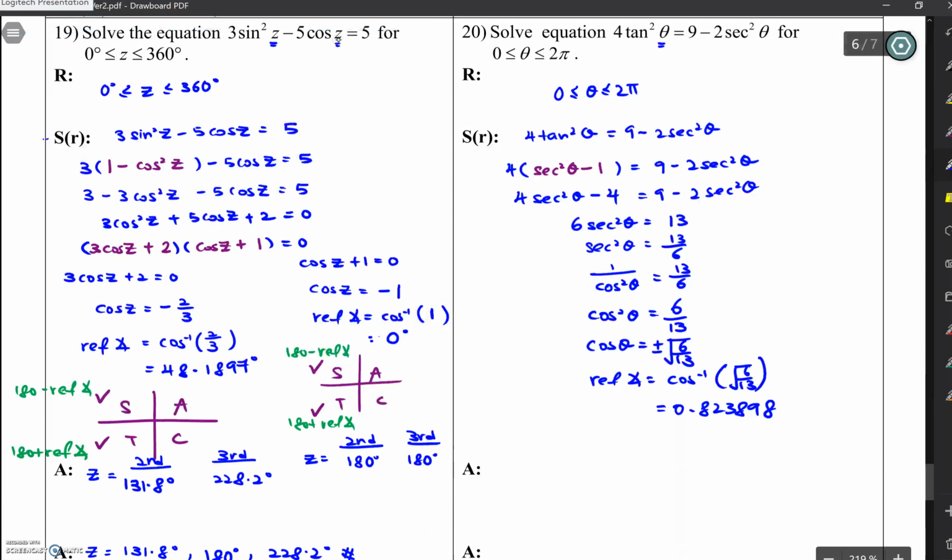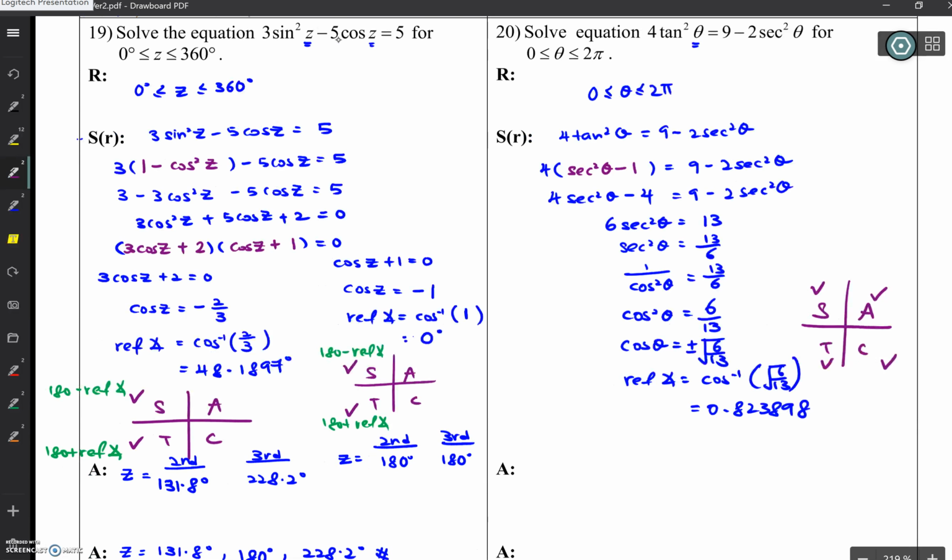Once you're at this step, the next step is very simple: identification of quadrant. So we have our ASTC. Which quadrant will it be if cosine theta is a plus minus value? I hope you can see it's in all the 4 quadrants. So making it easier for myself, I'm going to just write reference angle for the first quadrant. Second quadrant will be pi minus reference angle. Third quadrant will be pi plus reference angle, and fourth is 2 pi minus reference angle. If you are very familiar with this, you can do it like that, but just to keep it consistent.